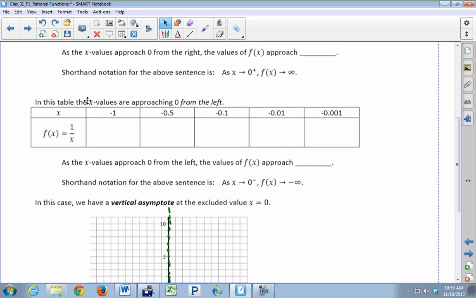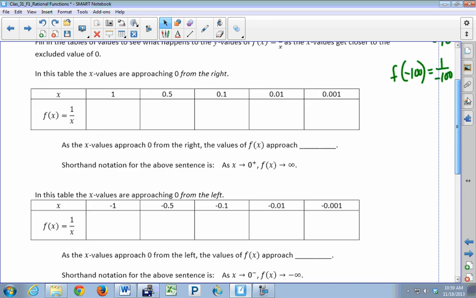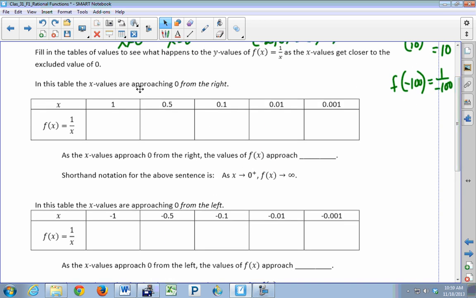So in this table, the x values are approaching, whoops, excuse me, go up one table. In this table, the x values are approaching 0 from the right. That's the language we use. That's new language for you. We are approaching 0 from the right. 0 is our trouble spot, okay? So if x is 1, what's f of 1 going to be here if I'm doing my reciprocal function? F of 1 is 1 because 1 over 1 is 1, okay?